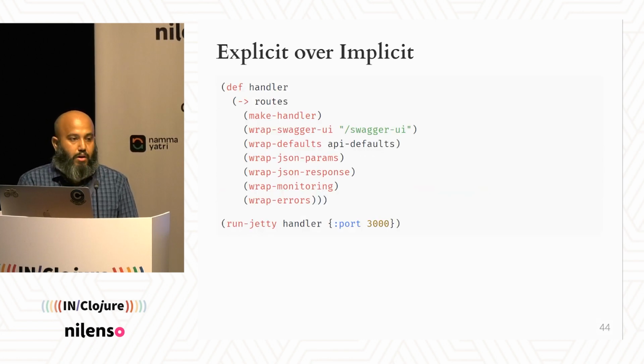This is an example of middlewares in Clojure, where you put the middlewares explicitly, right? If you go check this code, you know exactly what is happening. There's no hidden stuff, nothing behind the scenes, right?